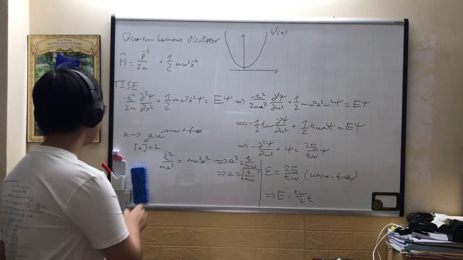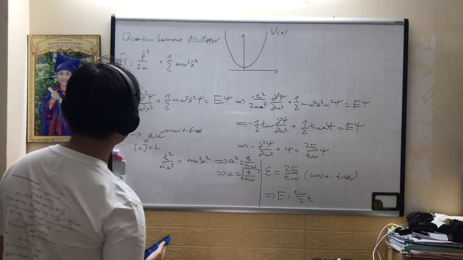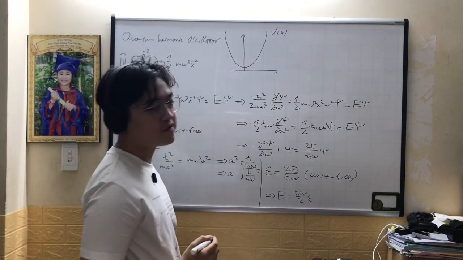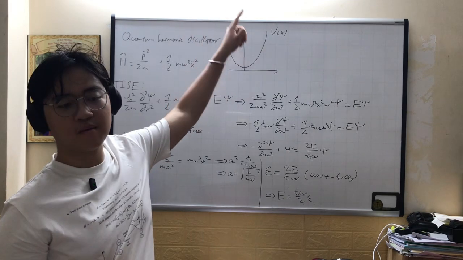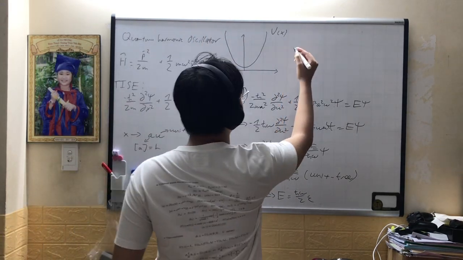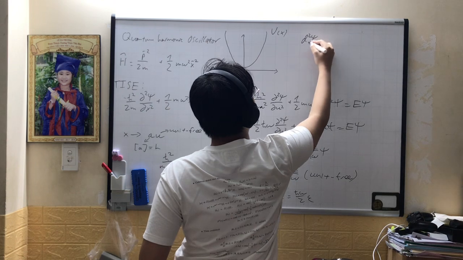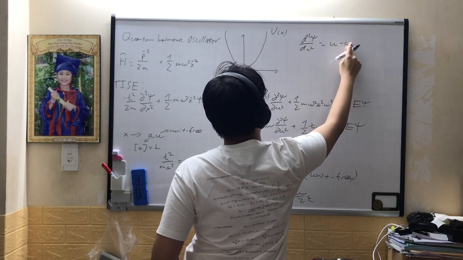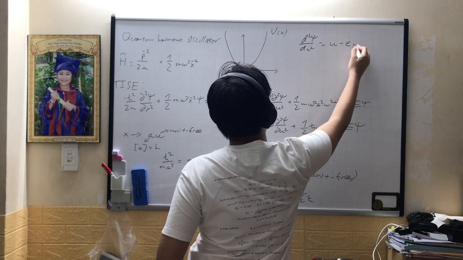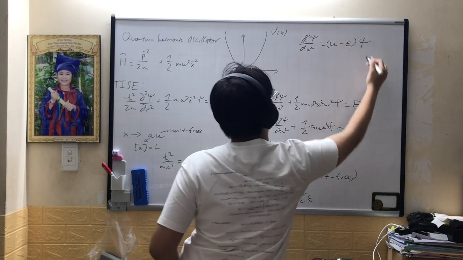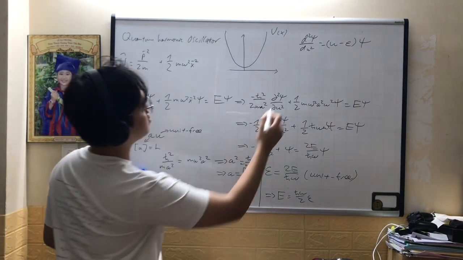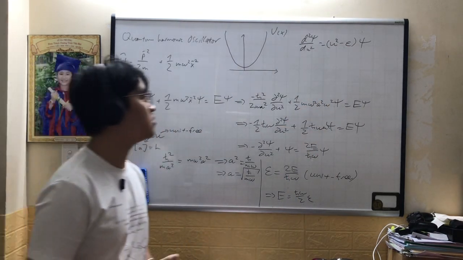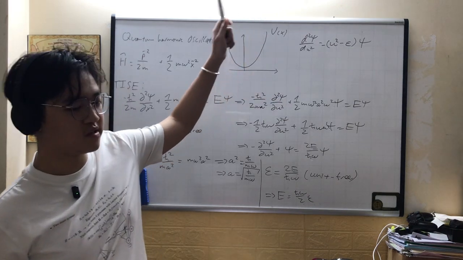From here, our Schrodinger equation would be rewritten as, we're going to use this for a long time, so I will write it up there: d squared psi du squared. Okay, I forgot the square. So our Schrodinger equation will be rewritten as that.